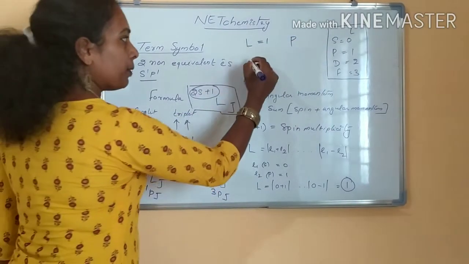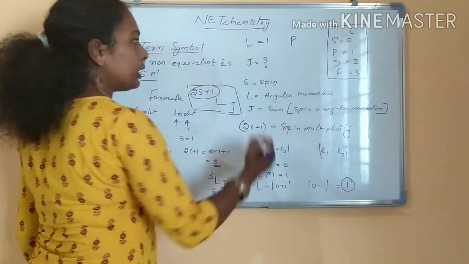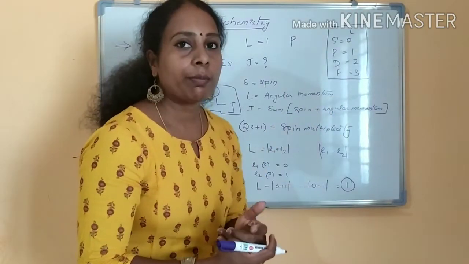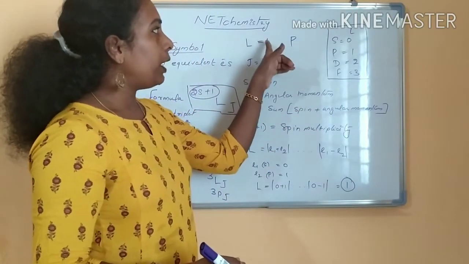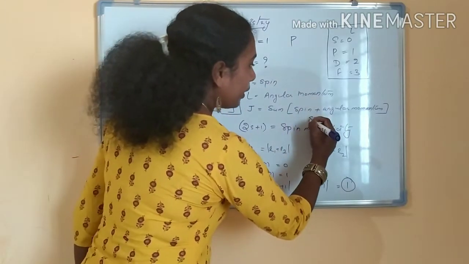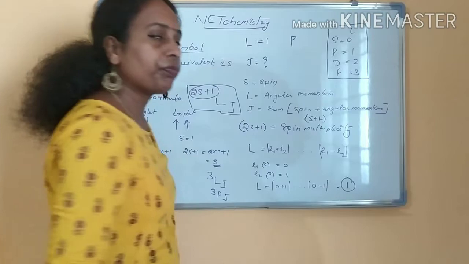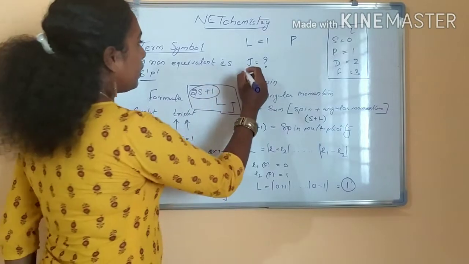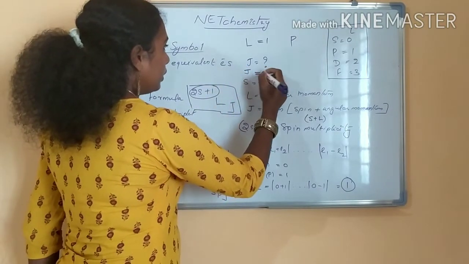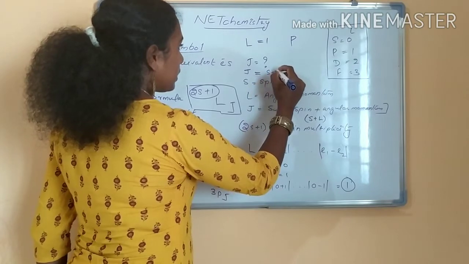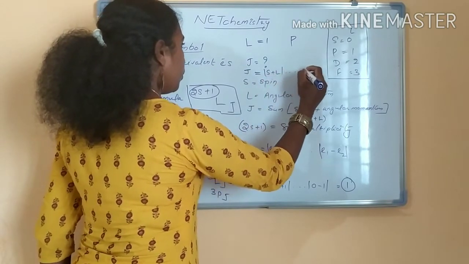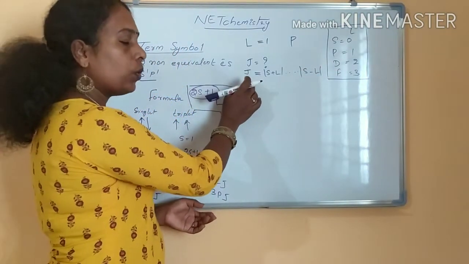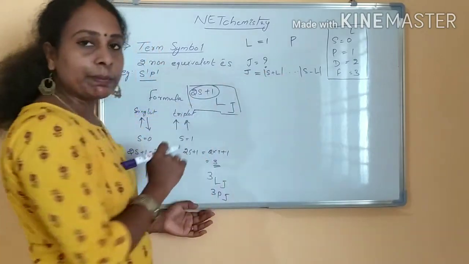Now only one thing is left, that is J. Now J is the question mark. How to calculate the J? J is nothing but spin plus angular momentum, right? What is the angular momentum L we got? J is nothing but S plus L. So S plus L we will calculate now. J is equal to S plus L to S minus L. Okay, now J is equal to S plus L to S minus L.